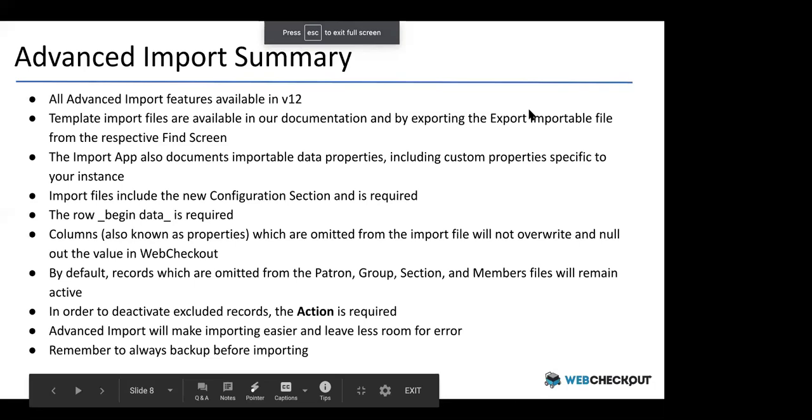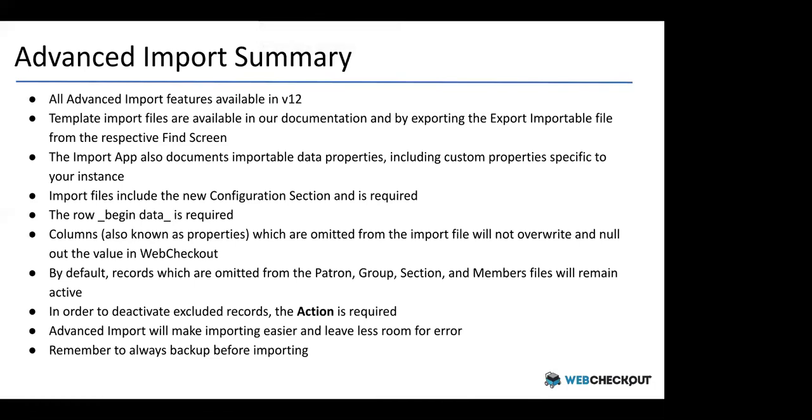So to summarize what we reviewed today, the Advanced Import feature is available in version 12. Template files are available on our documentation site and by exporting the importable files from the respective screens in WebCheckout. The Import app also documents importable data properties, including custom properties unique to your instance. Some column header names have changed, most dropping the unique identifier from the name.